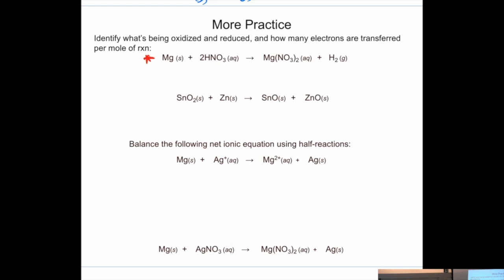What's being oxidized? You've got so many choices. You've got magnesium solid. You've got HNO3. Here, actually, let's not even do it that way. Let's do H+ in aqueous solution. Let's do NO3- in aqueous solution. Let's do H2 gas. And finally, let's do magnesium 2+ in aqueous solution. What's being oxidized? 1, 2, 3, 4, or 5?